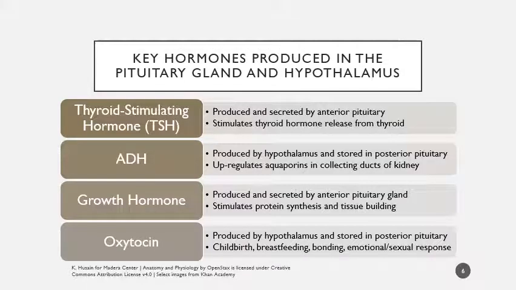So when we're looking at these different hormones, there's some key specific examples. There's the thyroid stimulating hormone, which is often abbreviated as TSH. We'll talk about that one again when we get to hormones of the thyroid, but as the name suggests, it stimulates the release of thyroid hormone from the thyroid. So a lot of these have pretty intuitive names. It is both produced and secreted by the anterior pituitary.